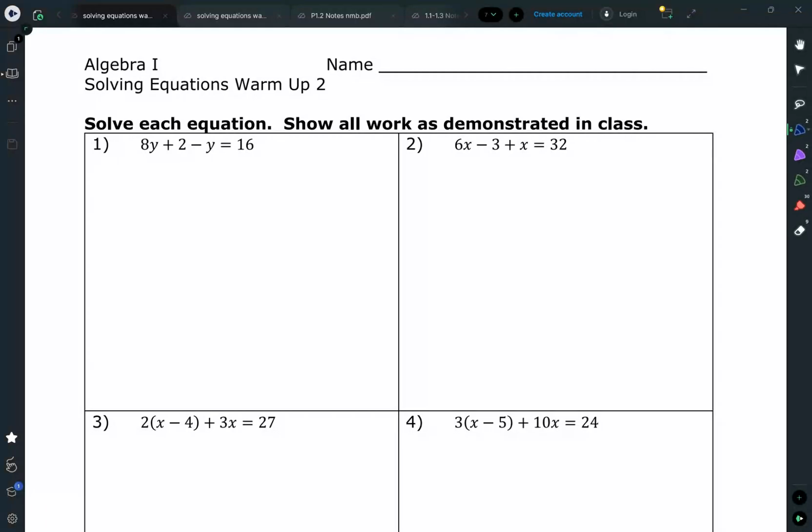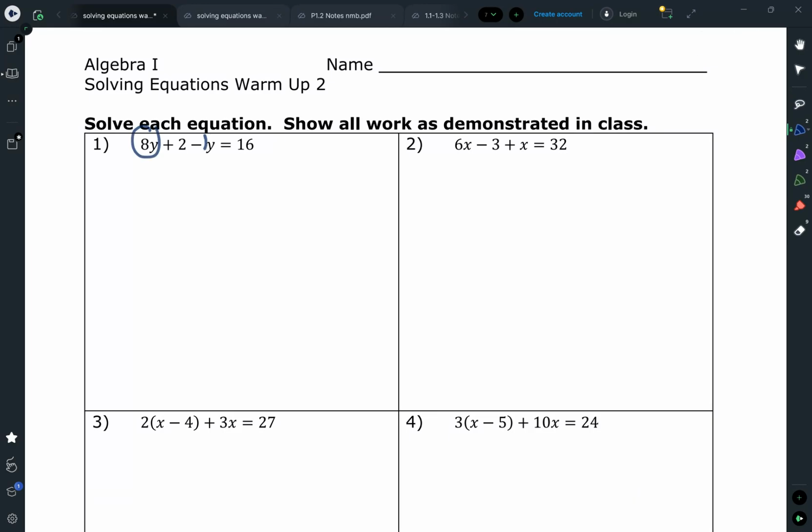So on the first one, the reason I know to do this is I've got my letter, my variable, in more than one spot. I have an 8y, and then I have a minus y over here, which is like a minus 1y. I'm going to erase those because it actually makes it look super messy to me. So because I have my variable in more than one spot, I can't really isolate it. And I know that's what my goal is in equation solving. So I'm going to go ahead and combine my like terms.